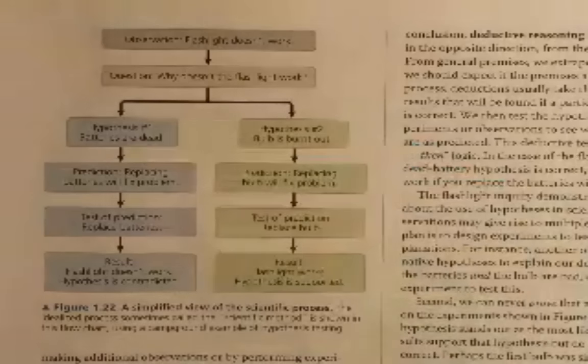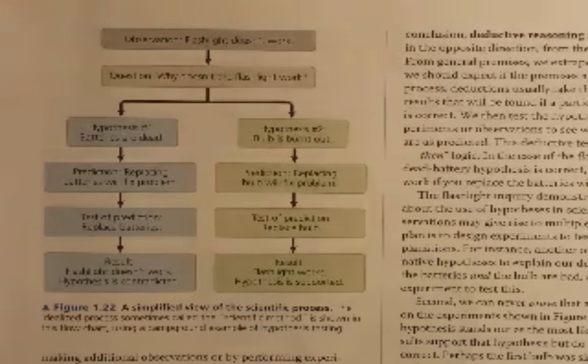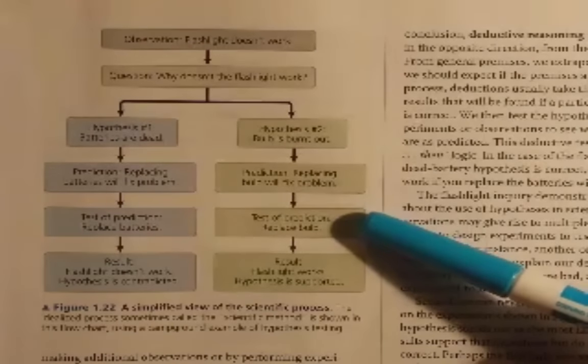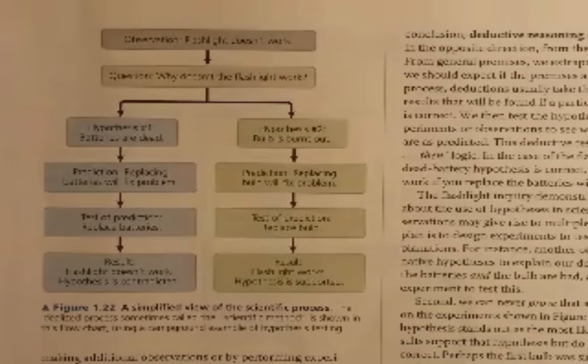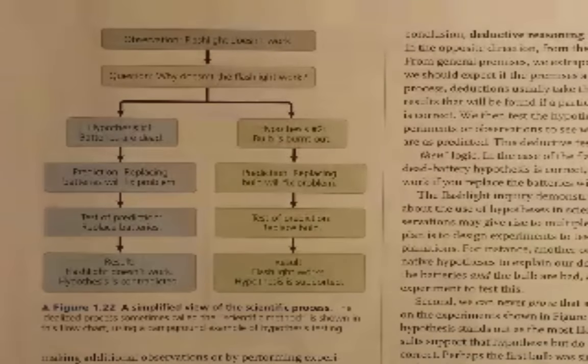But we'll test this other one. Maybe the bulb is burnt out. So the prediction would be, replace the bulb, and that will fix the problem. So that's easy to test. You replace the bulb and you flip the flashlight on, and wouldn't you know it, now the flashlight's working. So this hypothesis in this case is supported. The flashlight was not working because the bulb was burnt out. It's a very straightforward and simple way to think about a hypothesis.